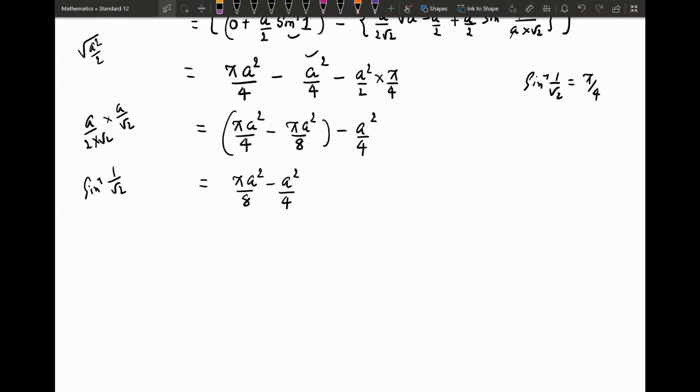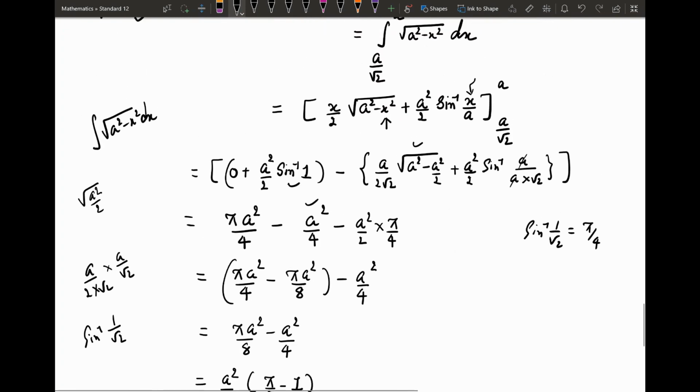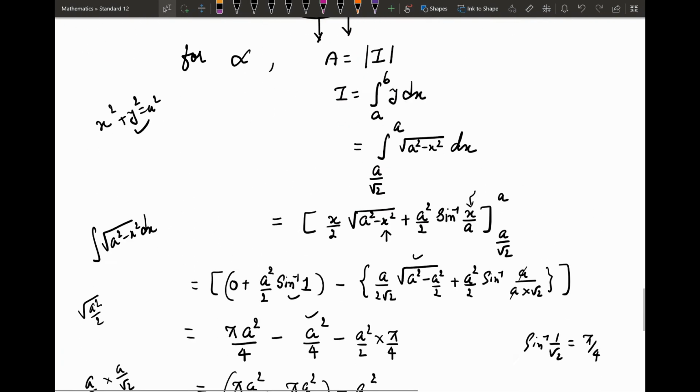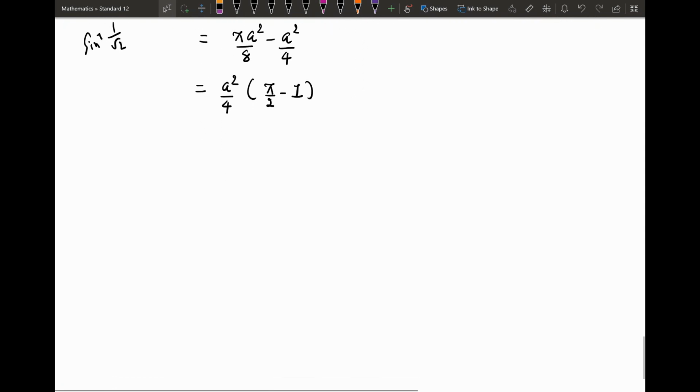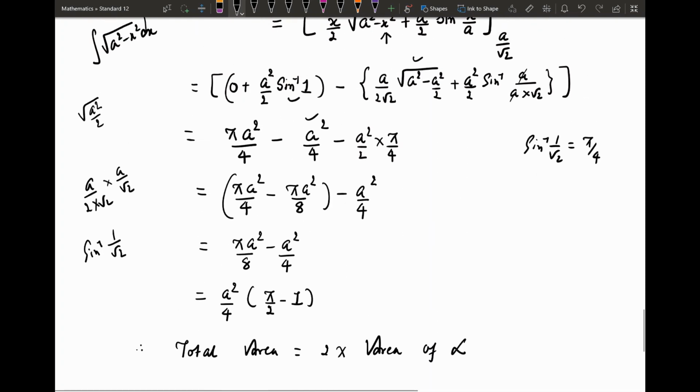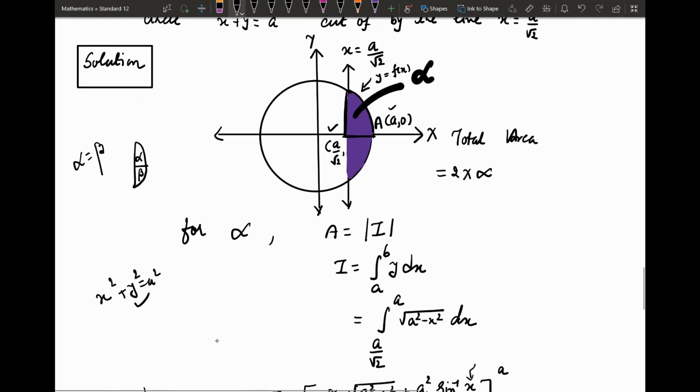So we can take a square by 4 common, giving pi by 2 minus 1. Now this is only the area of alpha. It is symmetric about the x axis, and we have only obtained the area in the first quadrant, so the total area is 2 into the area of alpha.